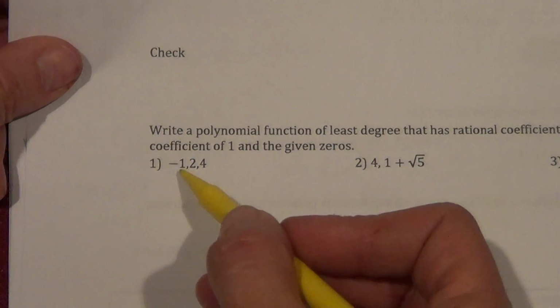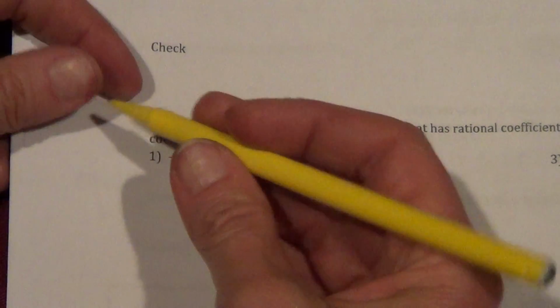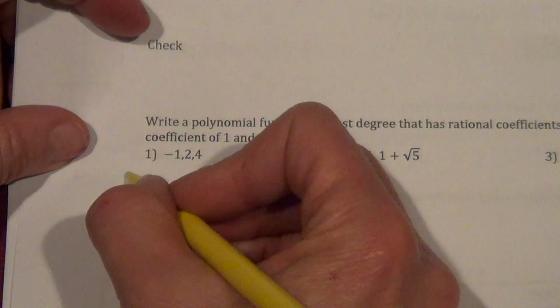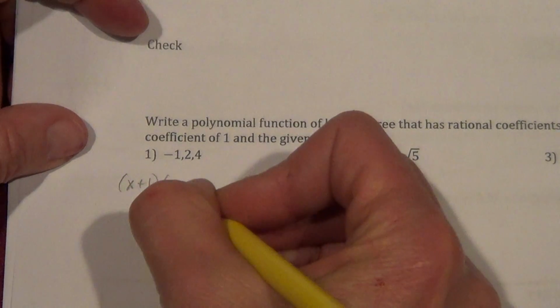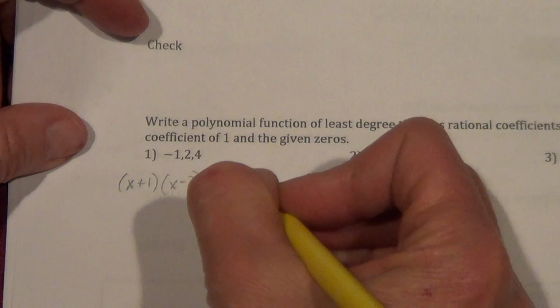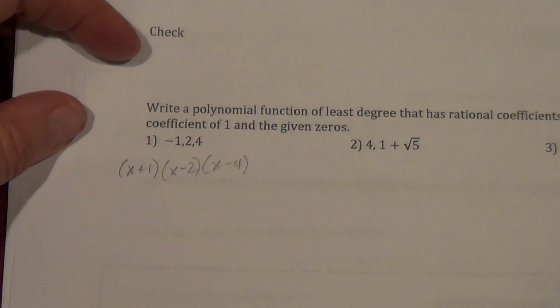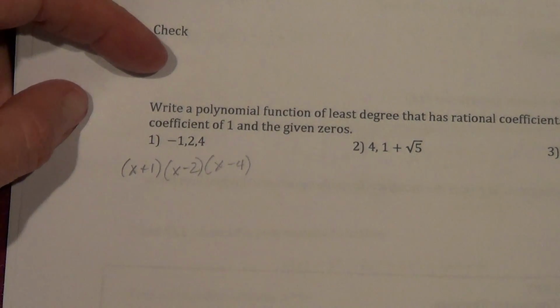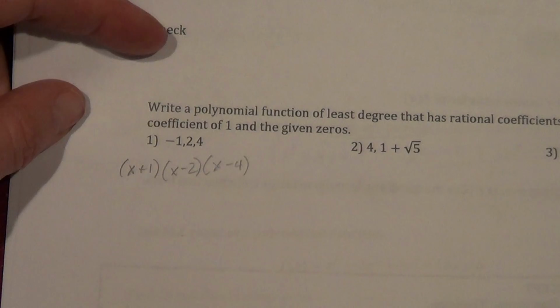polynomial. So if I say I've got the zeros -1, 2, and 4, then I remember that means I've got the factors x plus 1, x minus 2, and x minus 4. So all that it's asking me to do is to multiply those back together and give me the polynomial that I started with. We're going backwards from what we just did.